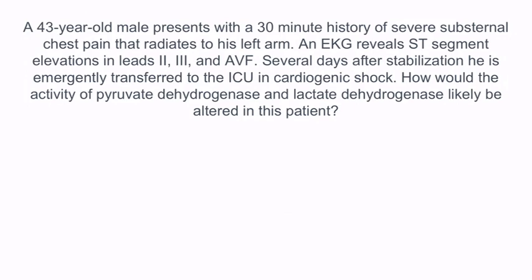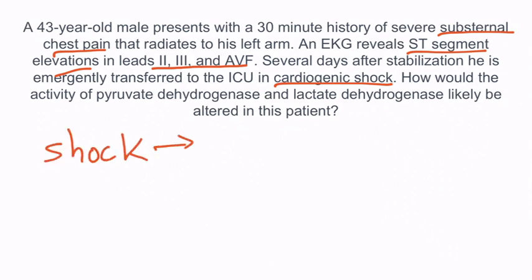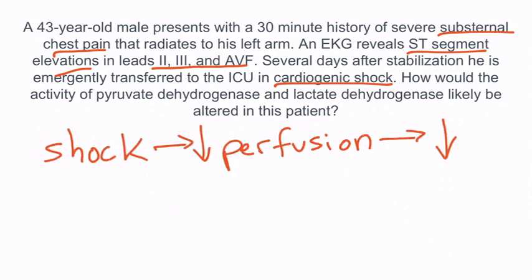Hopefully from the question stem you notice that this patient had a myocardial infarction involving the right coronary artery. We can deduce that because he had substernal chest pain and an EKG revealed ST segment elevation in leads 2, 3, and AVF. Several days later, he developed cardiogenic shock as a complication. In cardiogenic shock, the tissues are not perfused adequately, which means the cells do not have enough oxygen and are performing anaerobic metabolism. So shock results in decreased perfusion to the tissues, which results in decreased oxygen, which causes anaerobic metabolism.